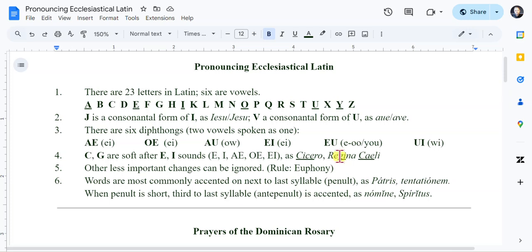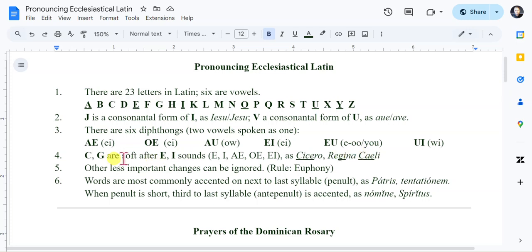Here we see an example with the G. This word here in classical Latin would be regina. But in ecclesiastical Latin, it's regina, because the G is followed by the vowel E. Regina, it's softened. Here in classical Latin, this word would be read as Kylie. But in ecclesiastical Latin, because the diphthong AE is pronounced E, that softens the C to Celi. Regina Celi. You can see both those consonants softened.